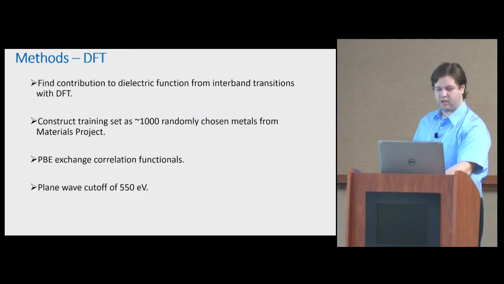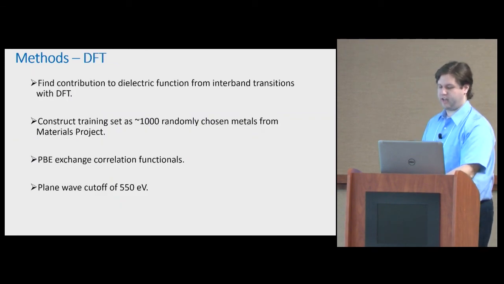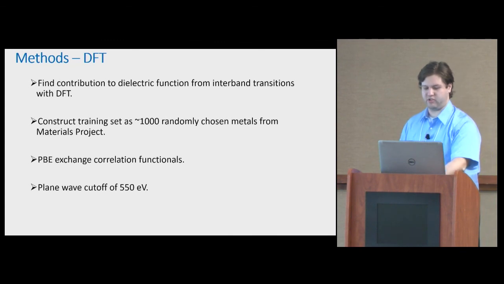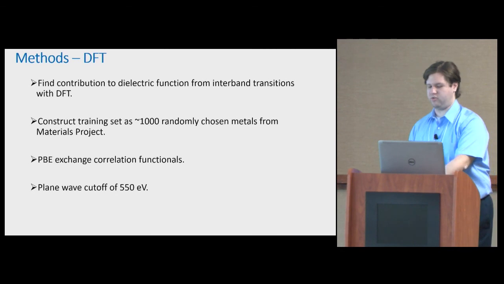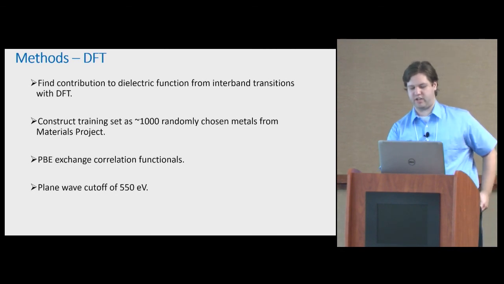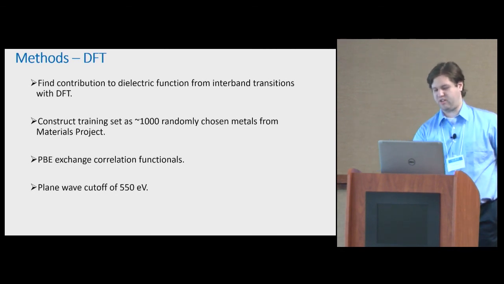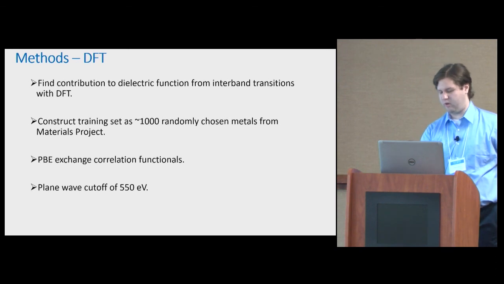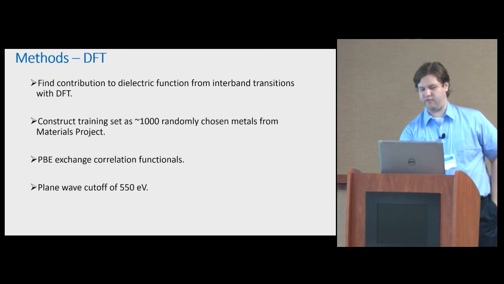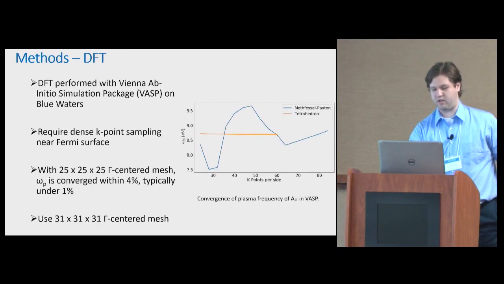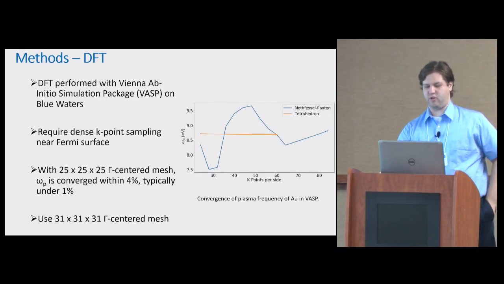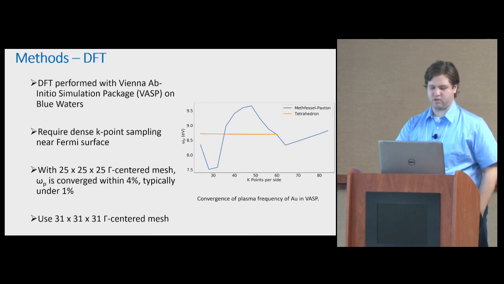So the DFT tells us the contribution to the dielectric function from interband transitions. We construct training sets from approximately 1,000 randomly chosen metals from Materials Project. We use the PBE exchange correlation functional with a plane wave cutoff of 550 electron volts, which have all been found to be sufficiently converged. So our DFT is performed with VASP on the Blue Waters computer.